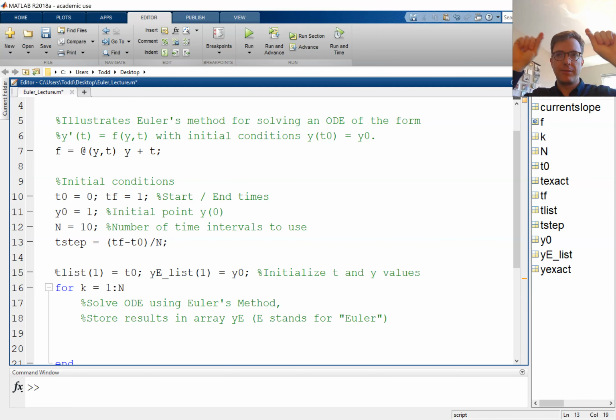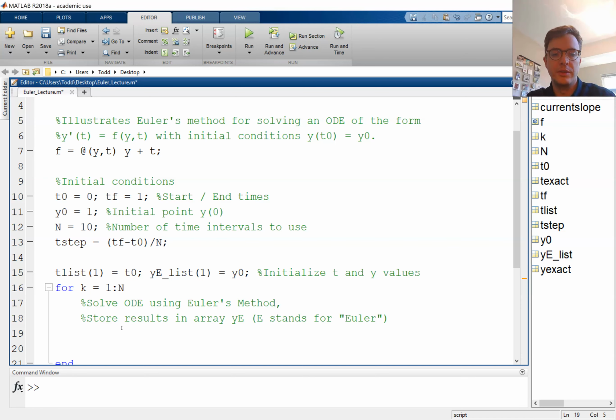So I have the first point of time and the first point of y. And then I want to find the next time point and the next y point, and the third and the fourth and so on. I'm going to store those in these lists. T list is going to be the list of times, and ye list is going to be the list of y points. So I know the first time is t0 and the first y is y0.